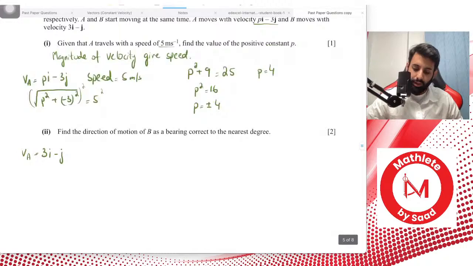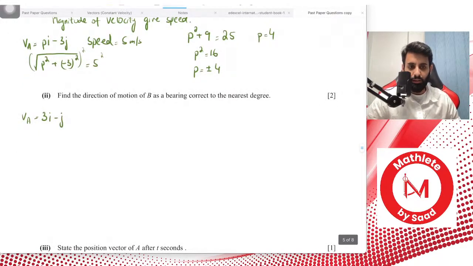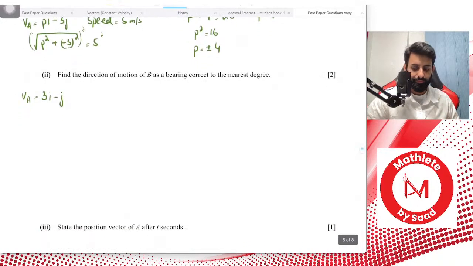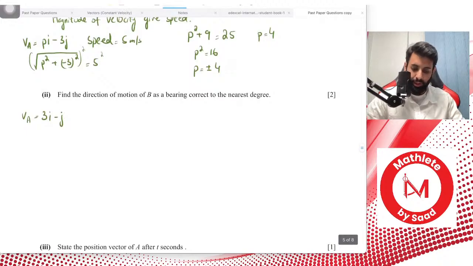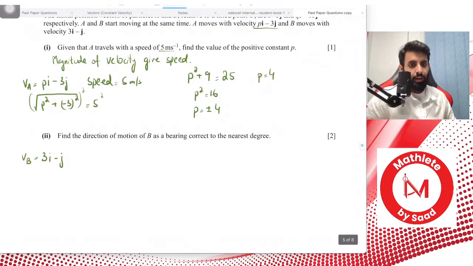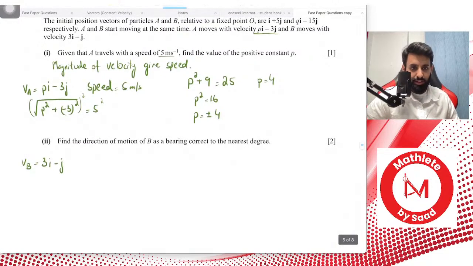So question for you guys. Using the velocity, how can we calculate the bearing? Let's see how well you guys know this. And by the way, this is B, not A. Yeah, use a diagram. Thank you, Ali.